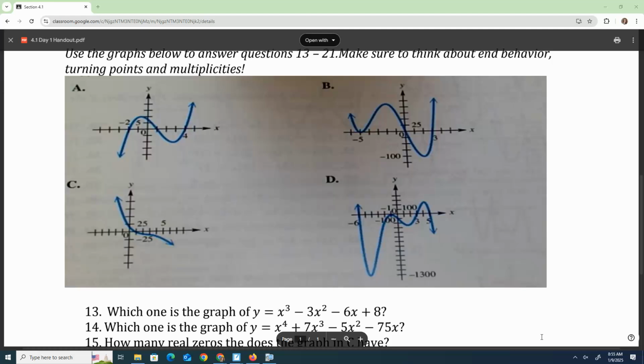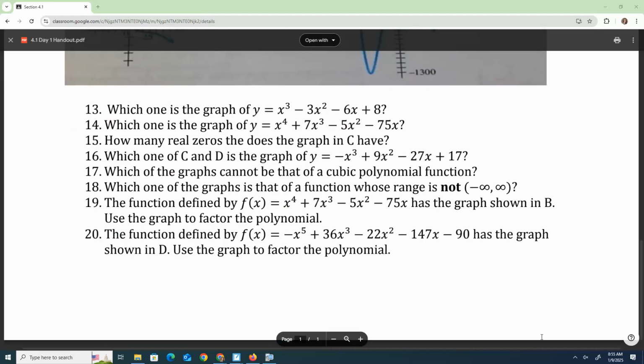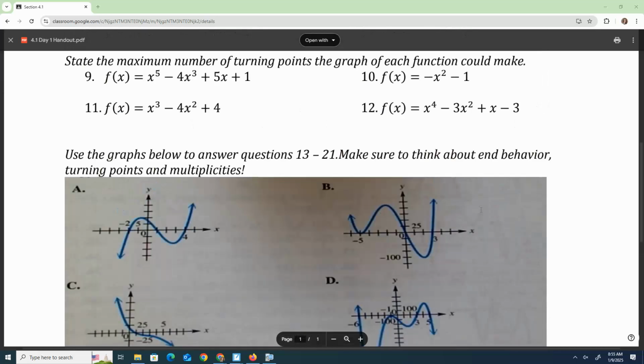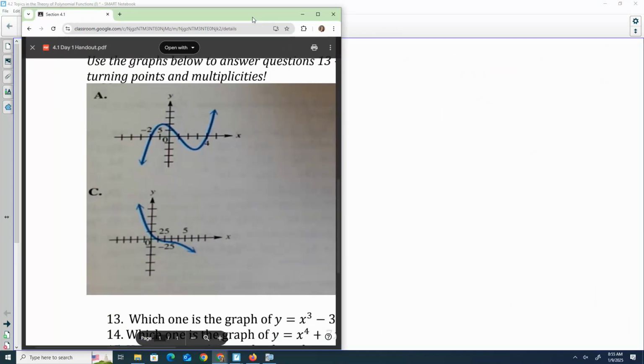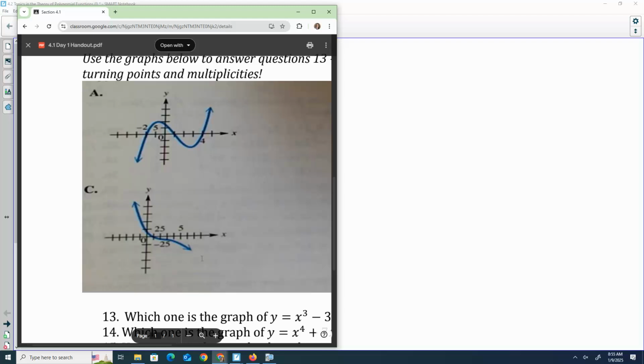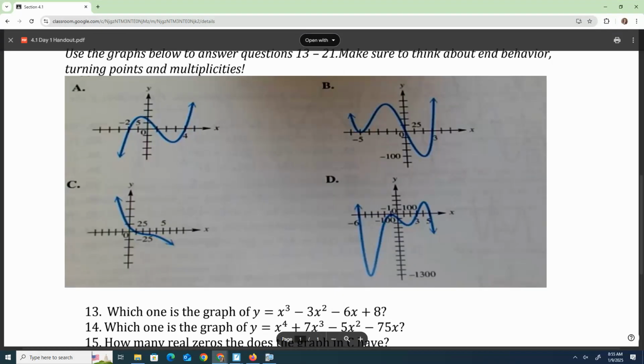Okay, so we did 1 through 18. Question number 19 says this equation, so this function is the graph shown in B. Use the graph to factor the polynomial. Okay, so I am looking at the graph in B, and I'm trying to write the equation for that graph. So you can go ahead and just put this on the bottom of your homework page.